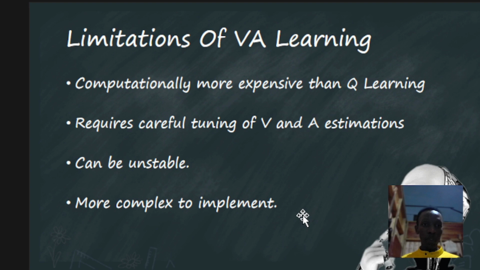Therefore, I'll finish with the limits of value advantage learning, whereby computationally it's more expensive than Q learning. It also requires careful tuning of the value and advantage estimations. It can be unstable, and lastly, it is more complex to implement than Q-learning.